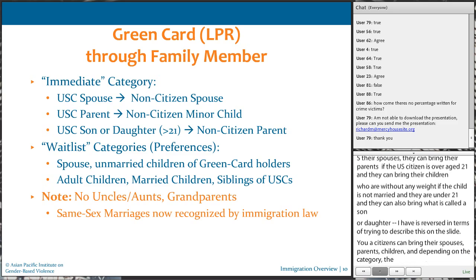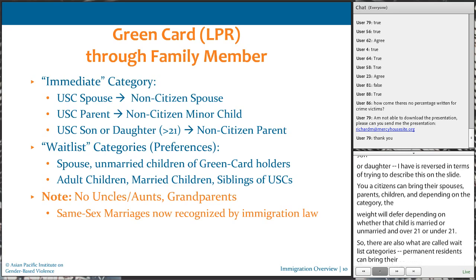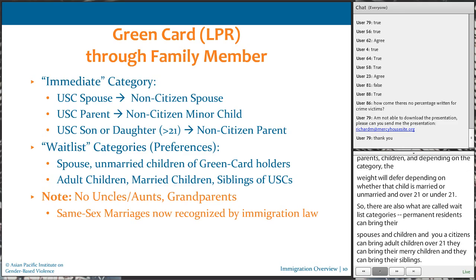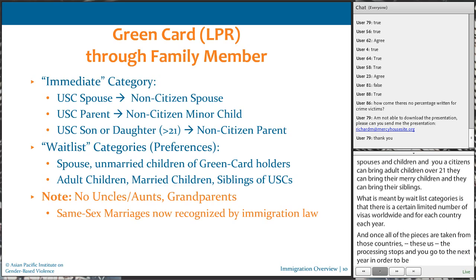So there are also what are called waitlist categories. Permanent residents can bring their spouses and children, and then U.S. citizens can bring adult children over 21. They can bring their married children, and they can bring their siblings. And what is meant by waitlist categories is that there's a certain limited number of visas worldwide, and for each country each year. And once all of the visas are taken from those countries, the processing stops, and then you go to the next year in order to be able to process more visas. And so I need to move on to the next slide.